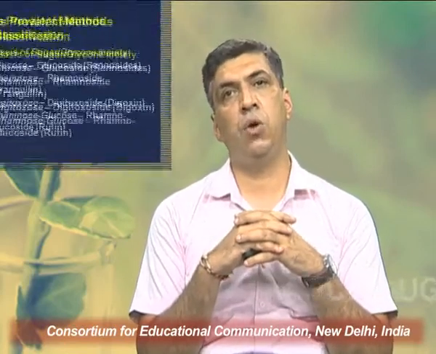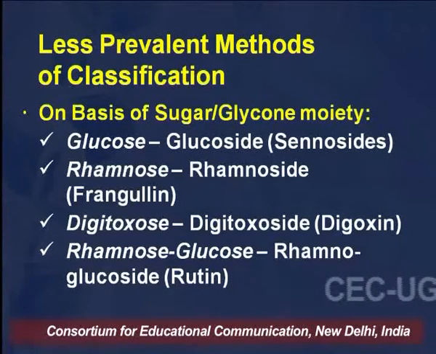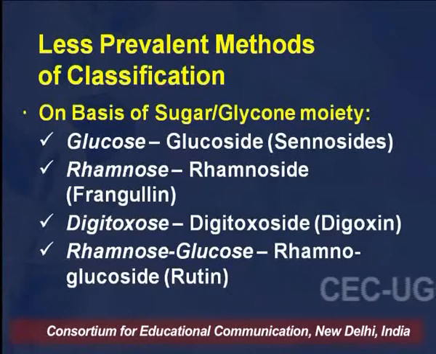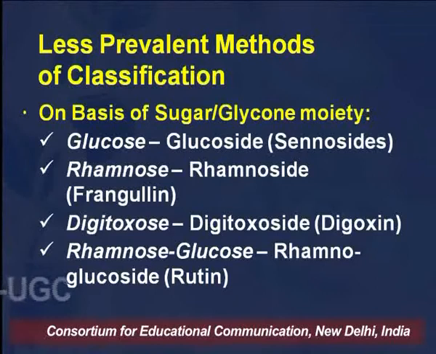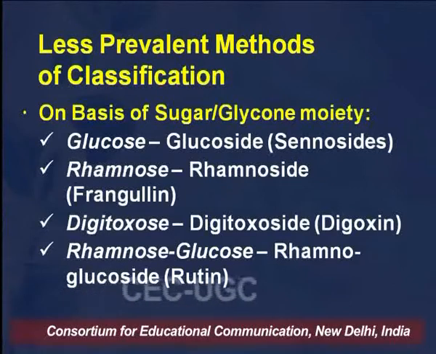Now we will discuss certain less prevalent methods, as we mentioned in the previous lecture. These include the classification on the basis of the type of the sugar or the glycone moiety that is present in the glycoside. For example, if a glucose moiety is present, those glycosides are called glucosides, and a common example is the sennosides present in senna. If rhamnose sugar is attached, those glycosides are known as rhamnosides, and frangulin is a common example, found in frangula bark. If digitoxose sugar is present, those glycosides are known as digitoxosides, and digitoxin is a common example, found in Digitalis purpurea.